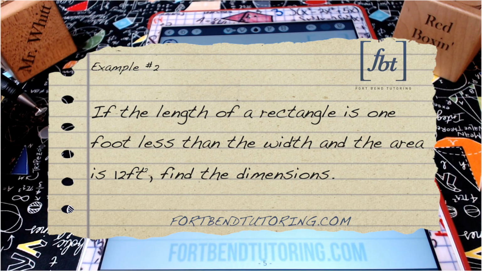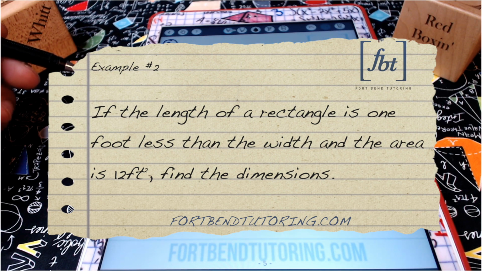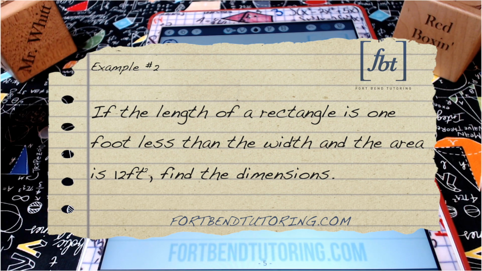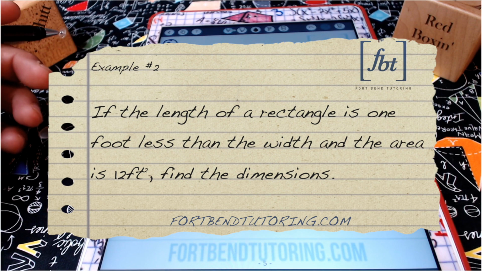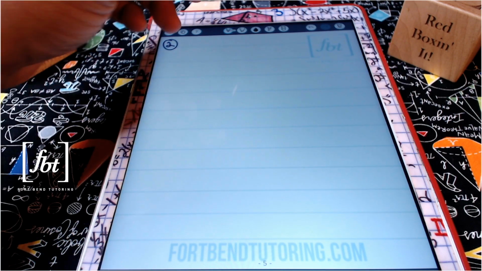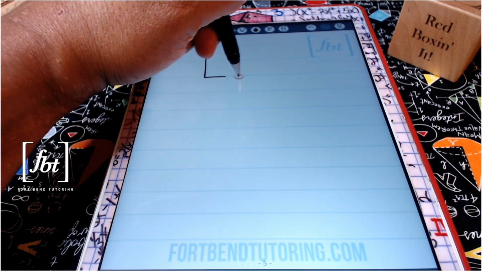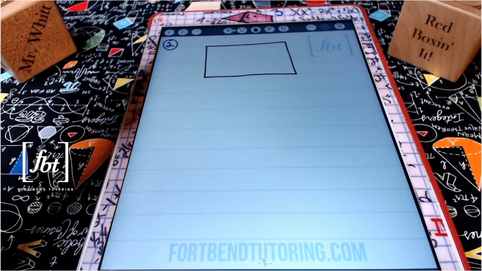We have problem number 2. With problem number 2, it says if the length of a rectangle is 1 foot less than the width and the area is 12 square feet, find the dimensions. Because they're mentioning a geometric shape, the first thing I want to do is draw the shape. So they're mentioning a rectangle. I'm drawing a rectangle.